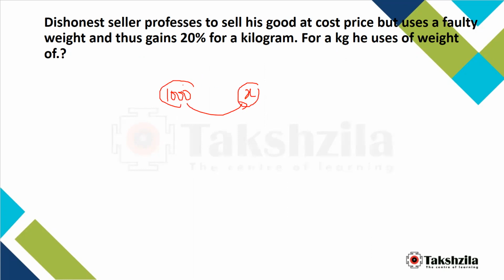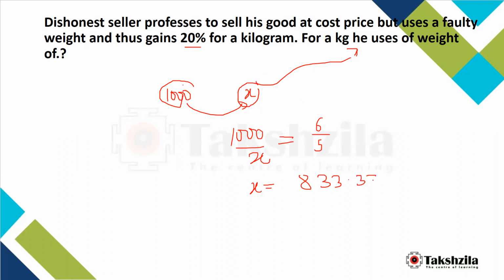So this is a profit scenario, and the multiplying factor will be 1000 upon x. Given that he gains 20%, that means 120 by 100, so basically 6 by 5. And x is the weight he uses for a kg. So x will be 1000 into 5 by 6, basically 5000 by 6, which is 833.33. You can simply do this with the multiplying factor. This is the answer to this question. Super easy.